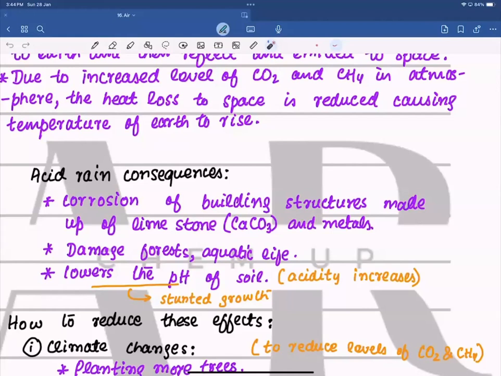So if the soil is not treated again to maintain its pH, the crops which will be grown have a stunted growth, meaning they have a smaller growth. They are not grown properly.